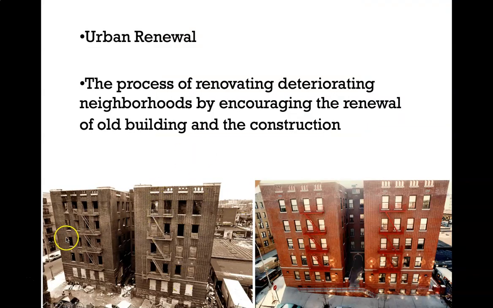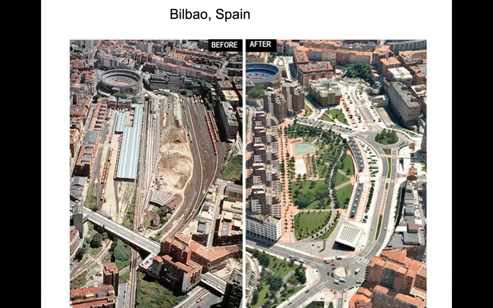Early in the 1940s, it became pretty clear that some of these buildings were just not very sanitary and safe. So you get this urban renewal process. This is basically fixing up some of these old buildings, making them look nicer, repainting some of them. Sometimes if they're just not good enough, you're just going to have to demolish them and basically start over. This is before the Olympics in Spain a few years ago. This is after. You see they did a lot of development.